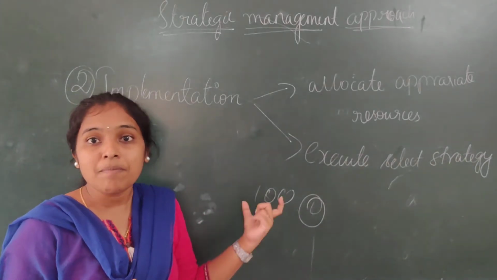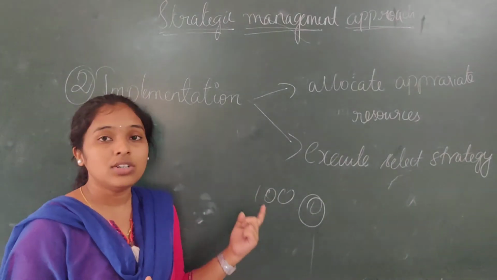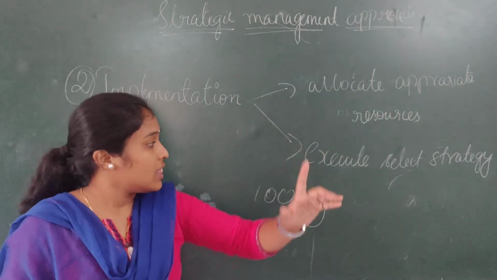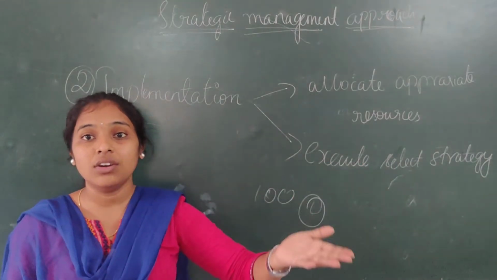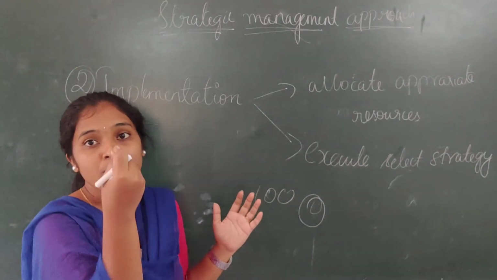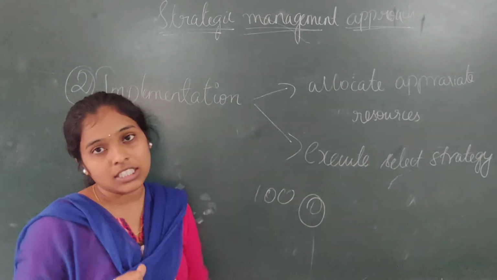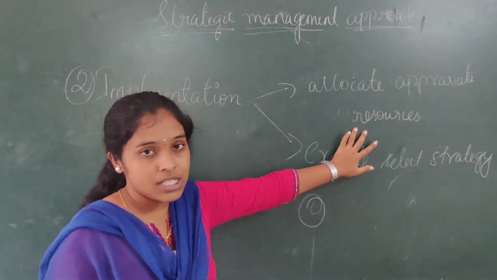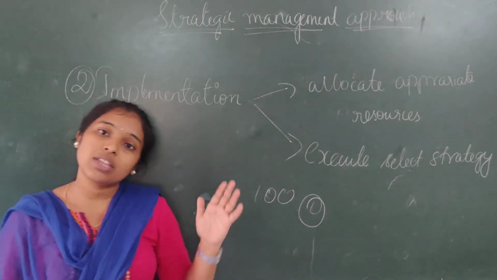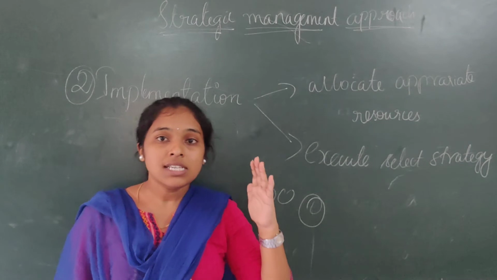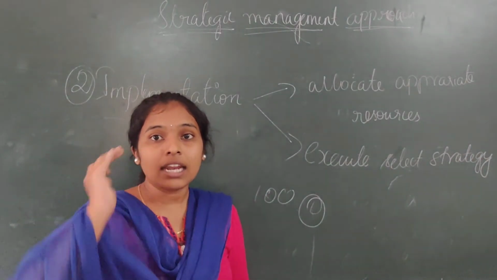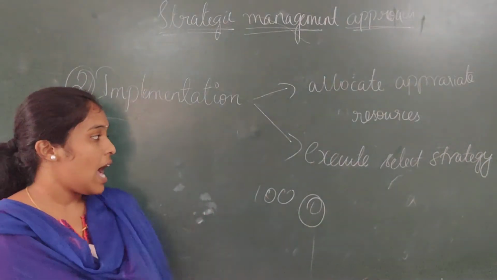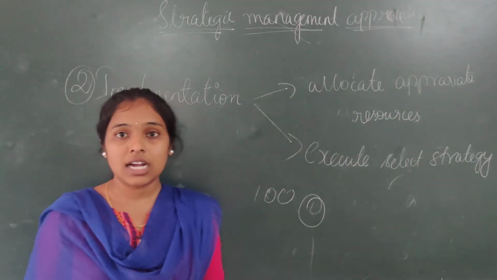So that's why from that 100 strategies we are going to select one appropriate strategy to solve that problem. And also we are going to execute that. Execute that strategy. Implementation, in that, we allocate the appropriate resources for the employees in order to make them satisfied, and also indirectly we are going to reach the organizational goals and objectives, and also execute the selected strategy.